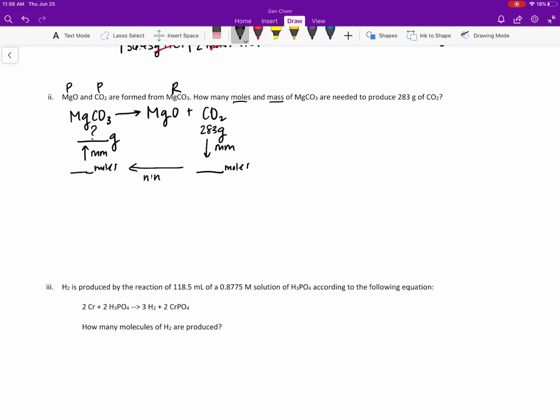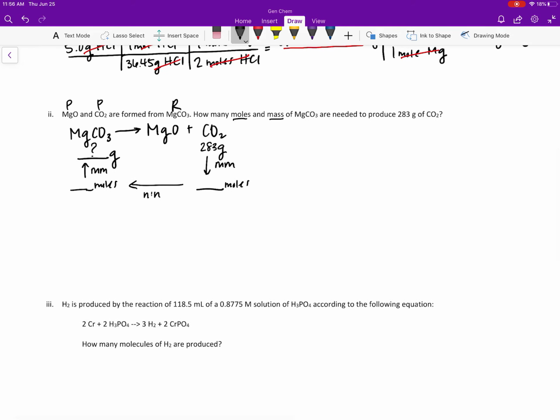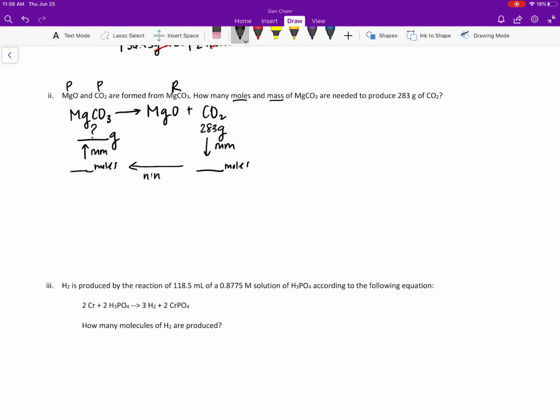So very similar, except instead of going from reactant to reactant, I'm going to go from product to reactant this time, but my three steps are still the same. So I'm going to start with my 283 grams of carbon dioxide. I need to make sure my equation is balanced, and it is, which is really nice. And I'm going to first use the molar mass of carbon dioxide, which is 44 grams of CO2 for every 1 mole of CO2.